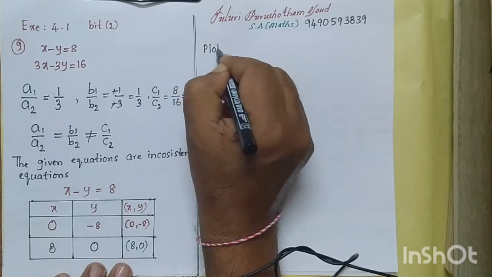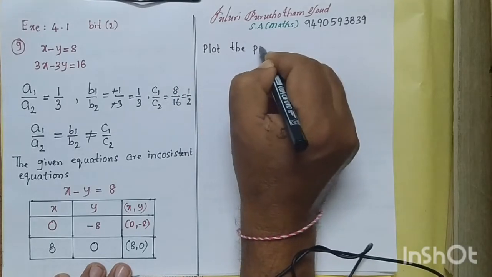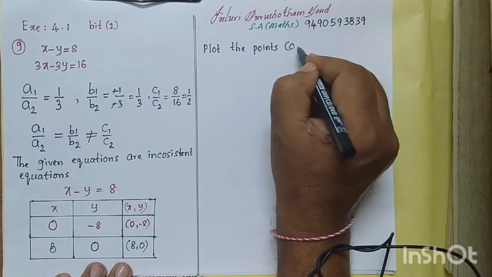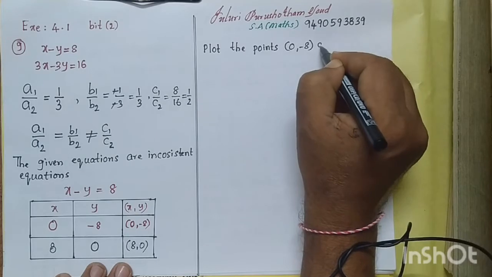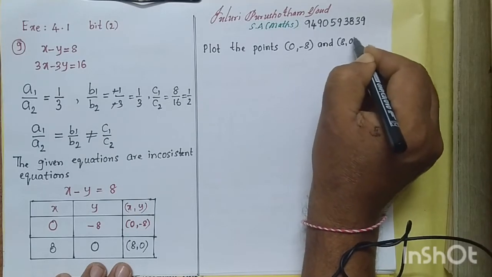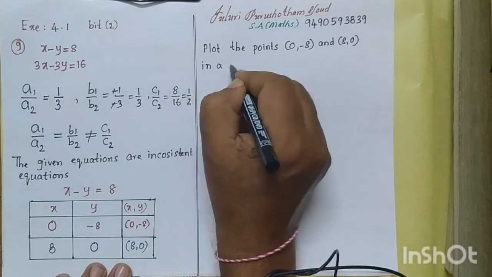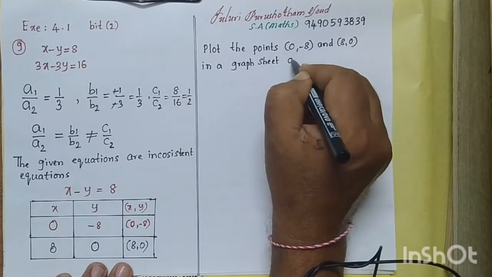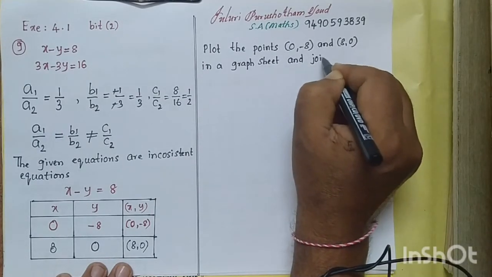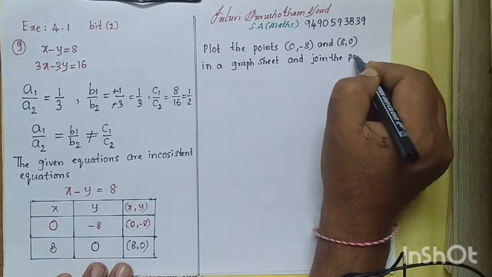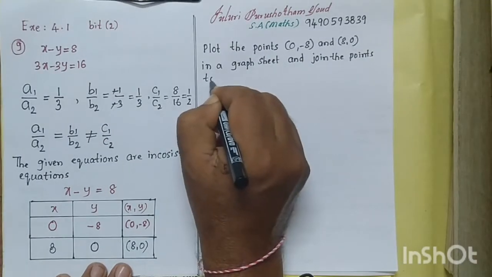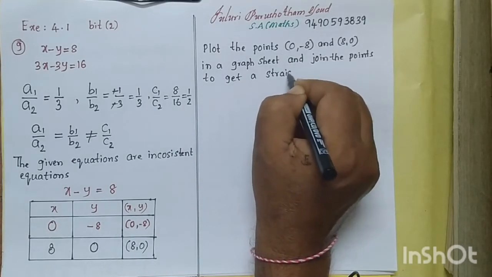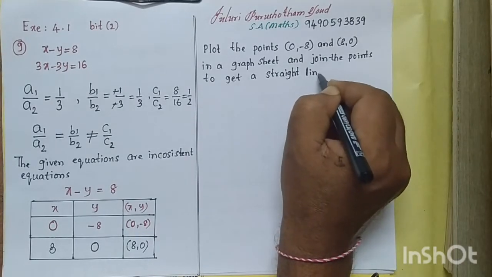Plot the points 0 comma minus 8 and 8 comma 0 in a graph sheet, and join the points to get a straight line. Is it clear?